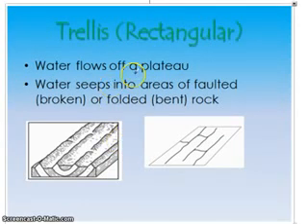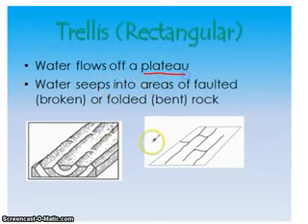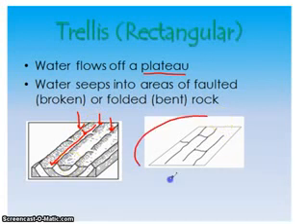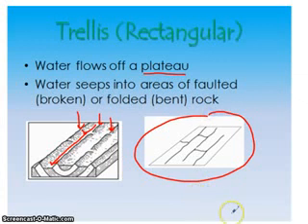The trellis, or the rectangular pattern, is when water is going to flow off of a plateau. Water is going to seep into areas of faulted, which is broken rock, or folded, which is bent rock. So we can see that in this area here we have higher levels of elevation, but then we have the lower levels in between. So if we have rain falling on this landscape, the water is going to flow down into these patterns and flow in the low-lying areas. So this would be our drainage pattern here. Again, you're just matching where the water would flow off of that particular landscape. And you can easily see the shape of this landscape within the drainage pattern itself.